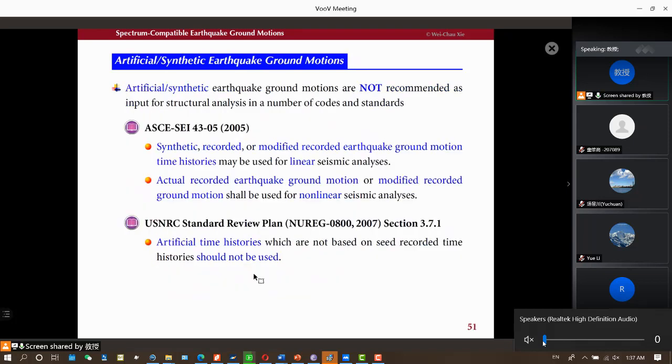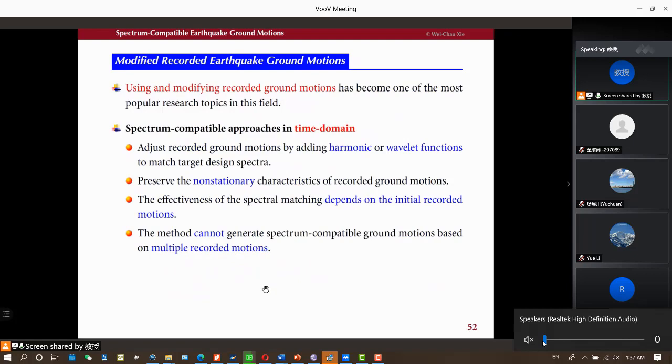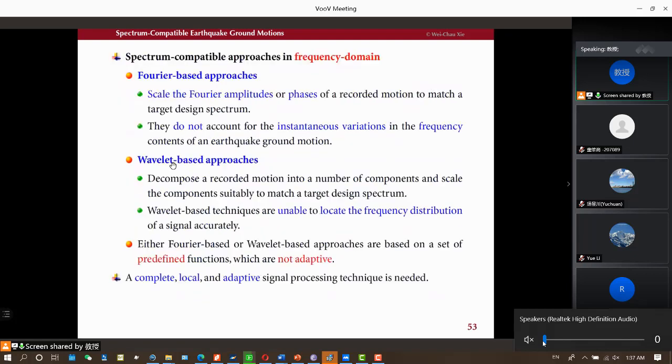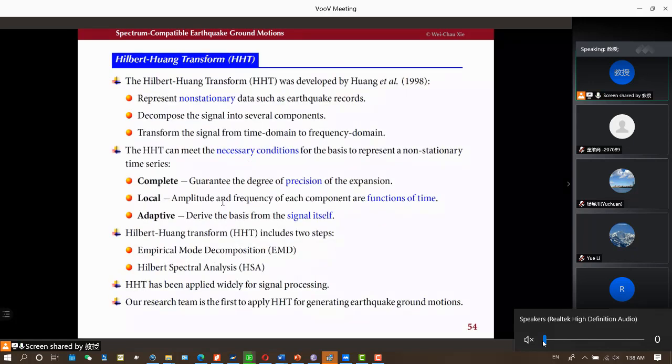Okay, there's another method. It's the so-called Hilbert-Huang transform. The Hilbert-Huang transform was developed by Huang et al. in 1998. It can represent non-stationary data, such as earthquake records. It decomposes the signal into several components, and it transfers the signal from time domain to frequency domain.